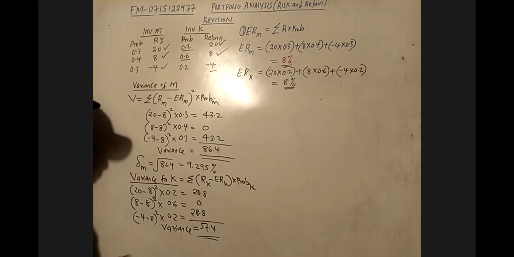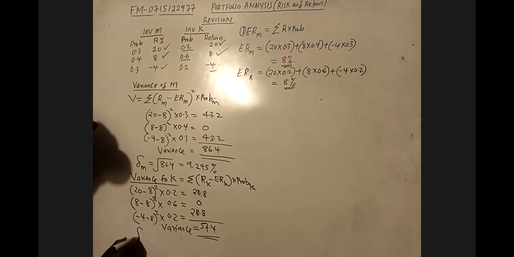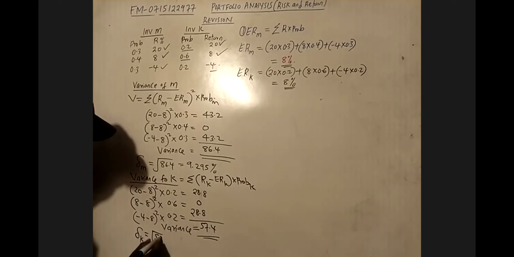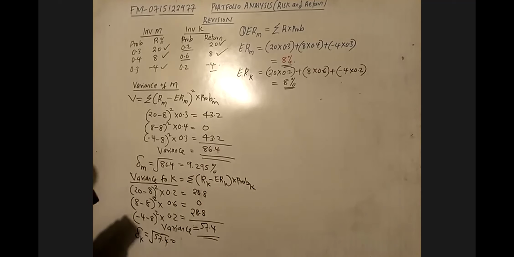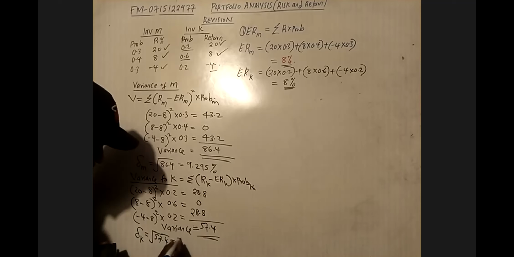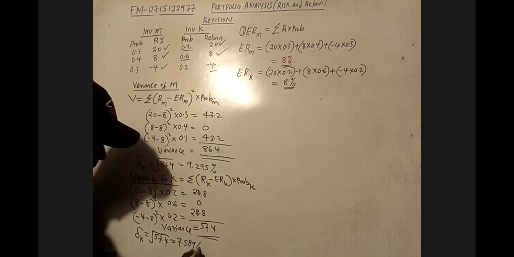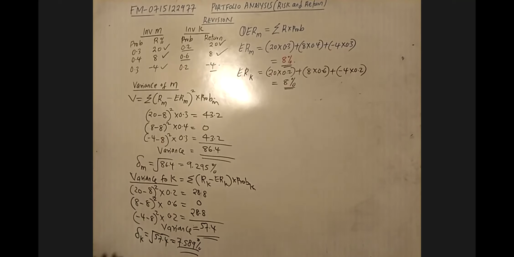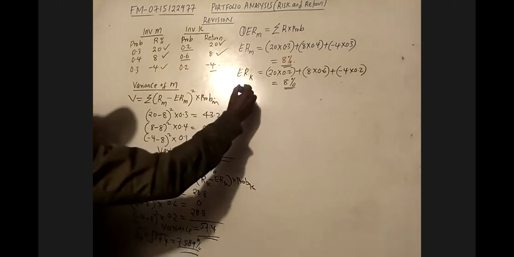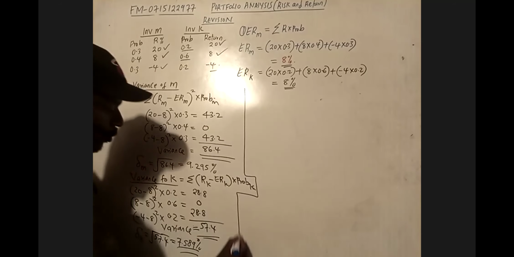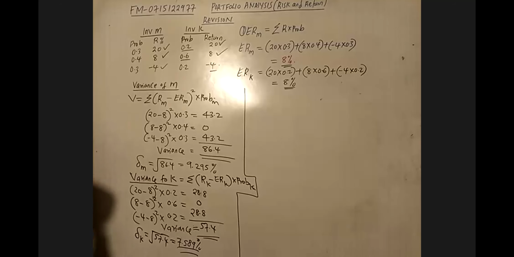So what would be the standard deviation? Okay, you find the square root of 57.4. So the square root of that answer is 7.589. So once you do that, we have finished that question. So part B, which required us to calculate the standard deviation, is what we have done. The standard deviation is done.